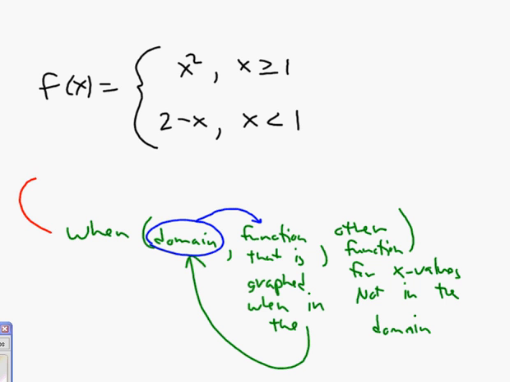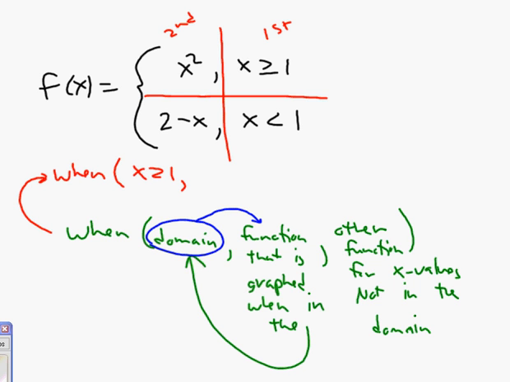So let's do that. So when, okay? Well, here's where you start. You start with this domain here. That's what goes in first. Okay? Put a little partition here so you can see things clearly. So we start with when the domain is going to be x is greater than or equal to 1, comma, and the function we're going to graph when we're in this domain is this function.